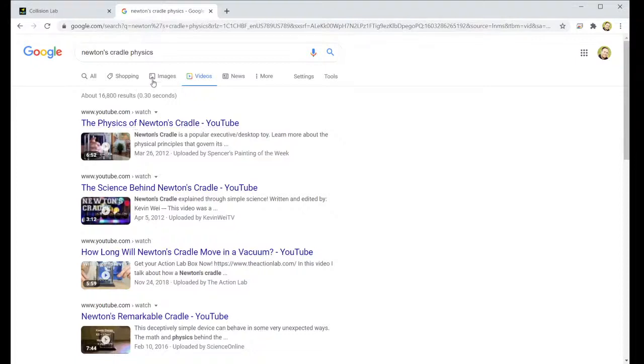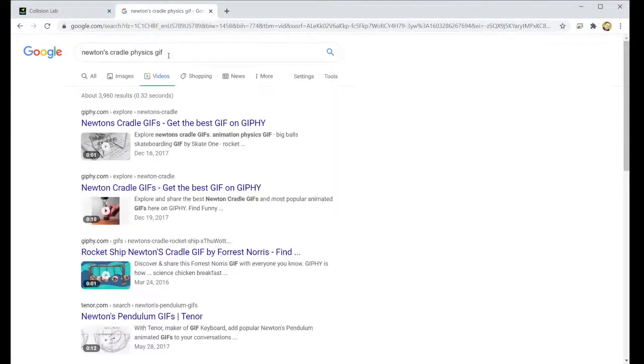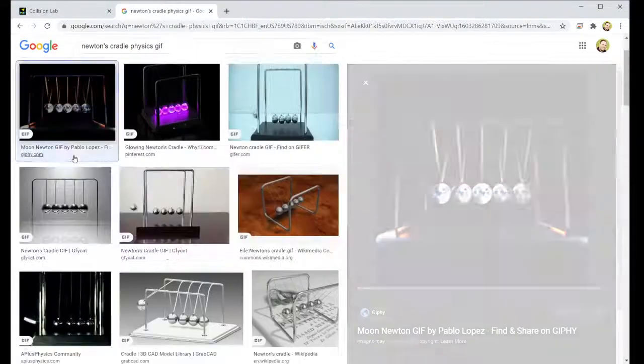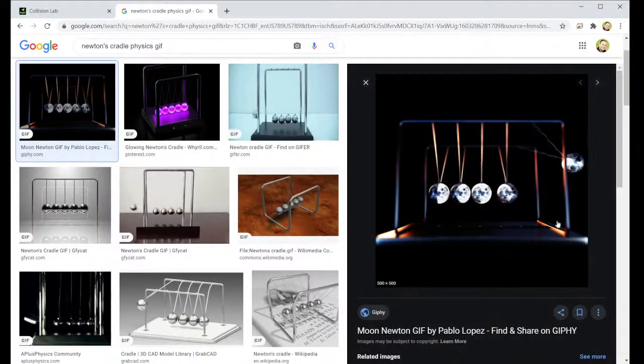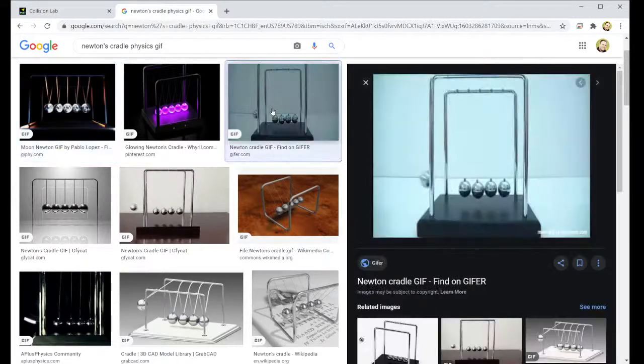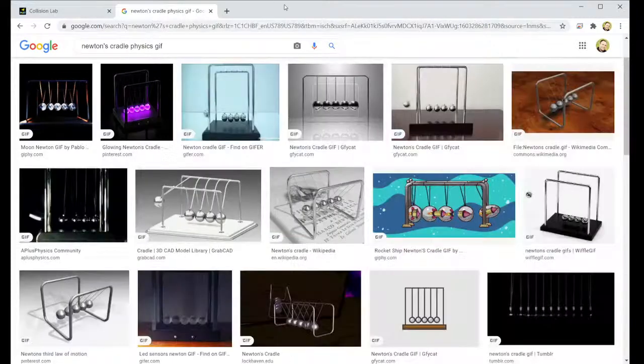So you can watch videos. I wonder if there's a GIF of this. There we go. So you have collisions going back and forth. So that's true, and all the balls are the same.